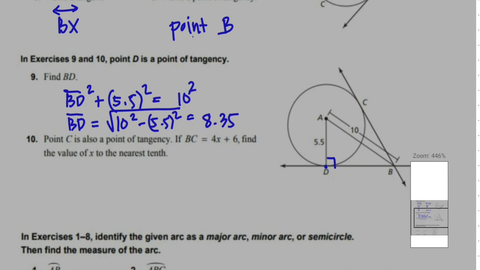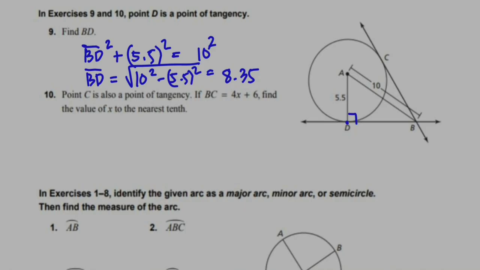Then point C is also a point of tangency. This one. If BC is 4x plus 6, find the value of x to the nearest tenth. Okay, if we connect A and C, that is also a radius, so that means this is also 5.5, and AB is 10. So we can find the value of x there.